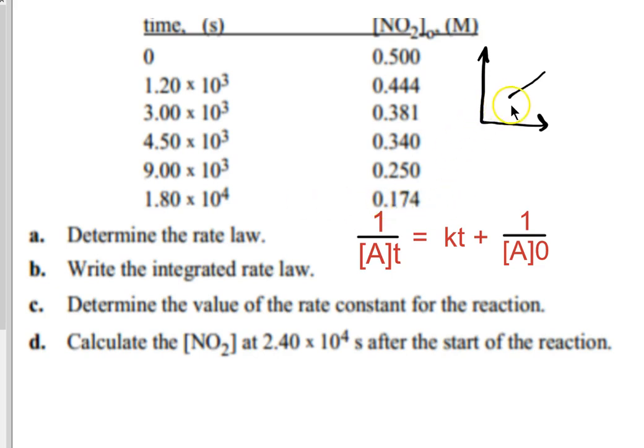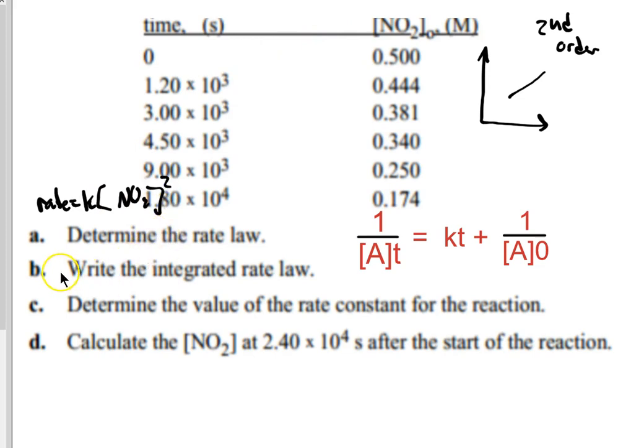Here we go. So, if this is the one that's linear, then we know it's second order. Okay, so we could determine the rate law. We would just say rate equals K, concentration of NO2 to the second. That's what we mean by the rate law.